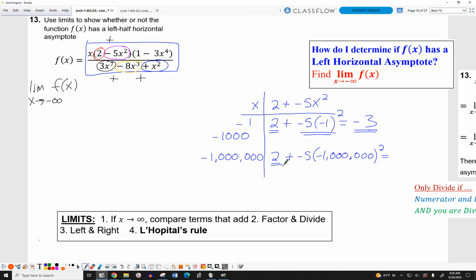Questions? So the point is that as x becomes more and more negative, this 2 becomes less and less important in terms of finding the total of those 2 terms. Questions? So what we can do is we can ignore the 2. But only if x is becoming more and more negative. Or if x were becoming more and more positive, the same result would occur. We could ignore the 2.